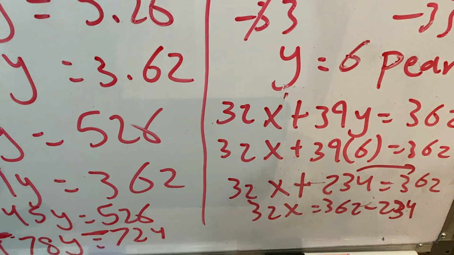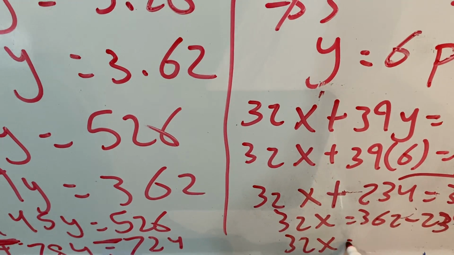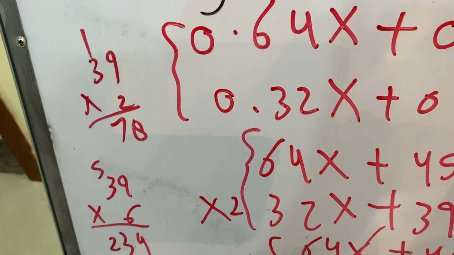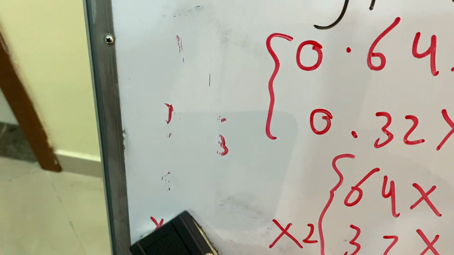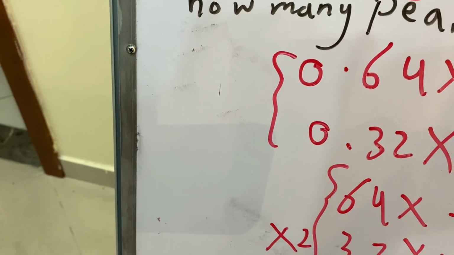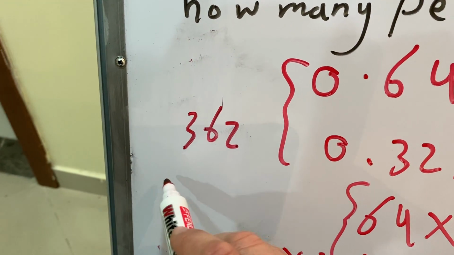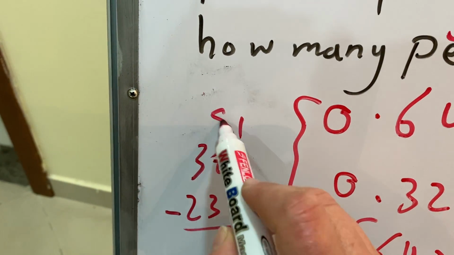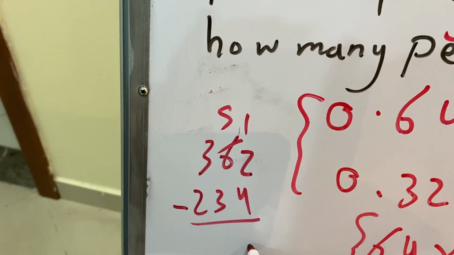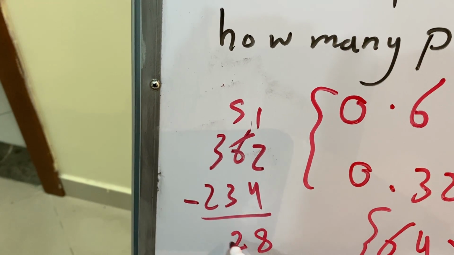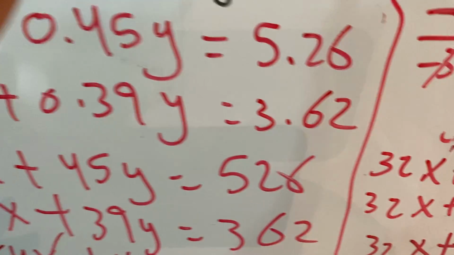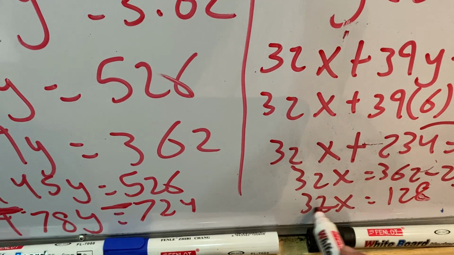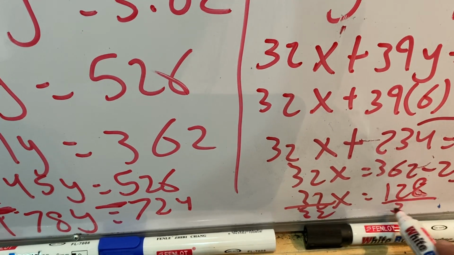This is positive, will go negative. So 32x equal, if I subtract these two together, I can subtract at any place. Let me do it here. Then I will subtract 362 minus 234. This will become 12, this will become 5. Now 12 minus 4, which is 8, 5 minus 3, which is 2, and 3 minus 2, which is 1. So 128, I will write it here. Now I need to isolate x, so I will divide both sides by 32.